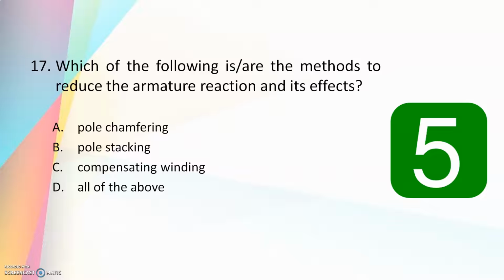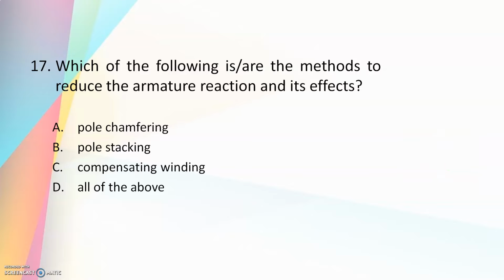Which of the following is or are the methods to reduce the armature reaction and its effects? Pole chamfering, pole stacking, compensating winding, all of the above. And here you go. And the answer is all of the above.